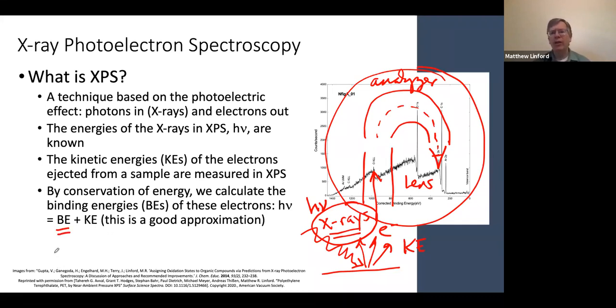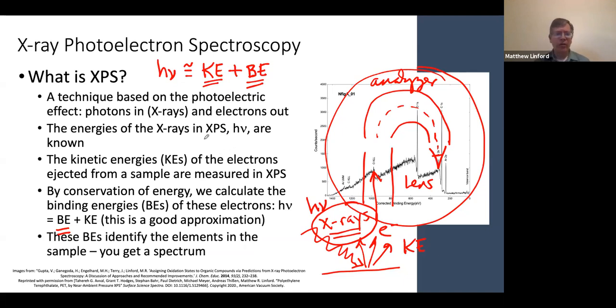One of the foundational principles of science is conservation of energy. We know the energy of the photon, the energy of the X-ray, and we can measure how much kinetic energy the electron has that's ejected from the surface. And so the rest of the energy must be the binding energy. I'll say that this is approximately correct. There's a little correction called the work function of the spectrometer, but that's a pretty small correction compared to how big the kinetic energies and binding energies of these electrons are.